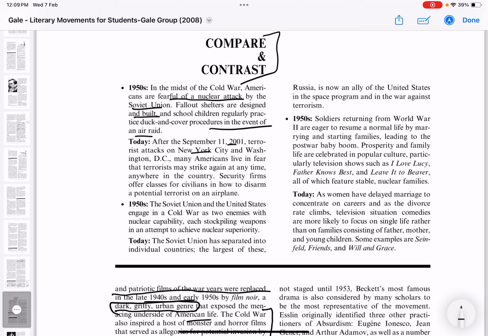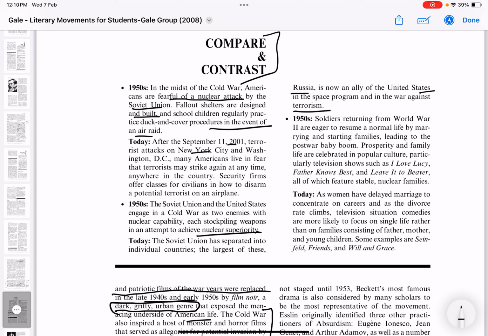Okay, in the 1950s, the Soviet Union and the United States engaged in the Cold War as two enemies with nuclear capability, each stockpiling weapons in an attempt to achieve nuclear superiority. And today also we have seen how the Soviet Union has separated into individual countries. The largest of these, Russia, is now an ally of the United States in the space program and the war against terrorism.